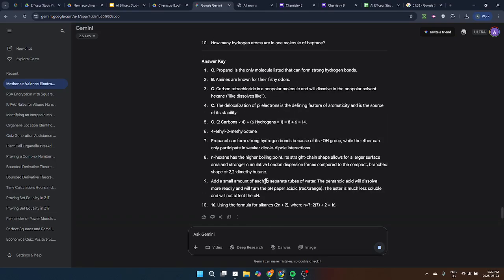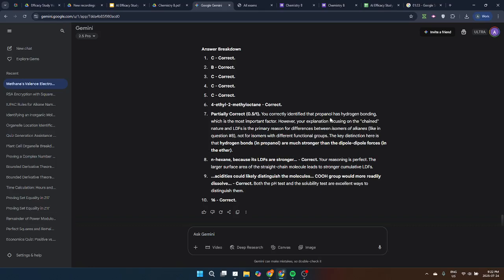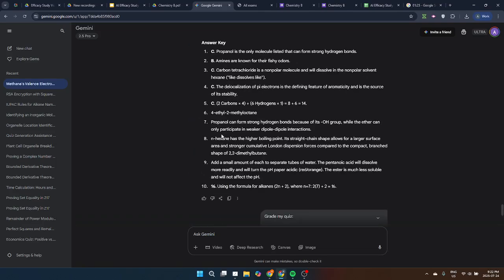16, yep. Small amount of water. Ester is much less soluble. Oh, okay. This is good. N-hexane, yes. Propanol could form bonds. Weaker, yes. Methyl octane, yes. Oh, okay, so I got. Partially correct. Okay, 7. Only 7. Propanol can form strong hydrogen bonds.